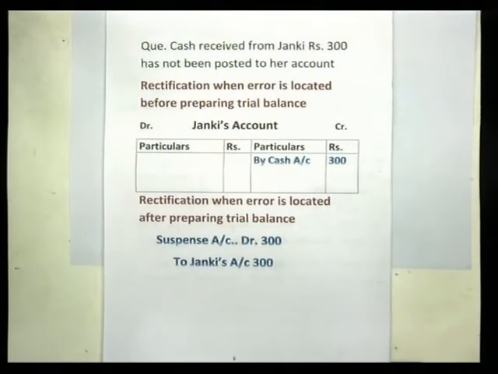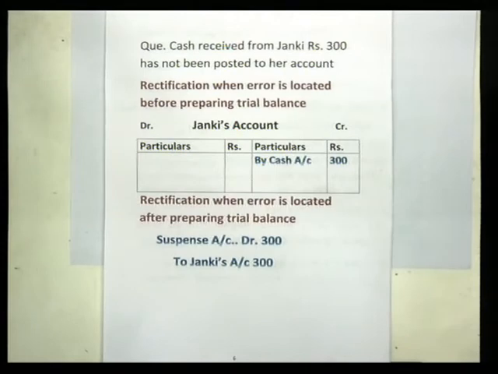So here these certain principles, or certain points, should be kept in mind while rectifying errors. Number one, for error of principle, compulsorily you have to pass a journal entry. For error of complete omission, compulsorily you have to pass a journal entry. Next, if an error is located before preparing the trial balance, then there is no need to pass a journal entry. You can rectify the error only by giving a remark in that particular ledger account.